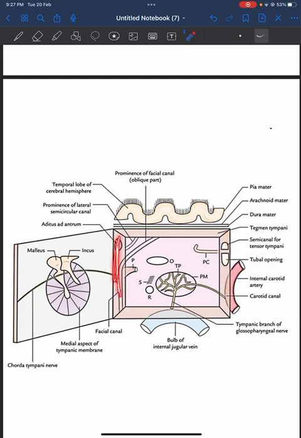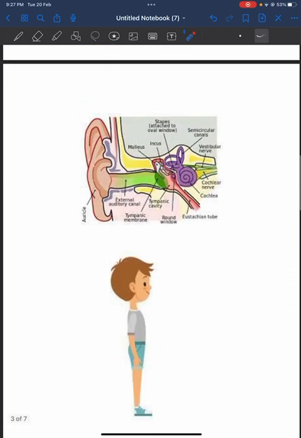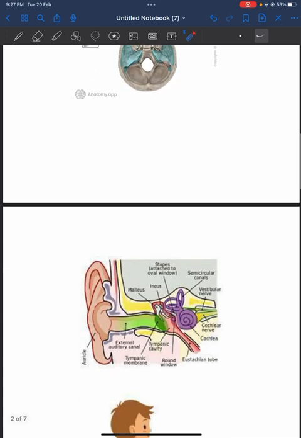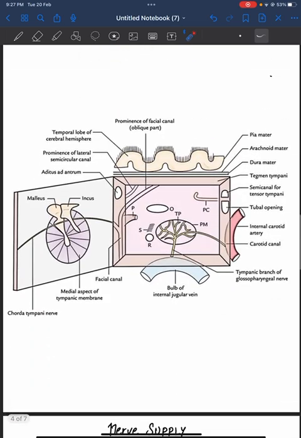Next, this posterior wall. This posterior wall, we can also call it the mastoid wall. See, over here we are having the mastoid process, right? This process would be from the mastoid part of the temporal bone. That means this part would be the mastoid part of the temporal bone, posteriorly. So we can also call it the mastoid wall. Over here what can you see? Internal jugular vein. So this inferior wall can also be called the jugular wall.